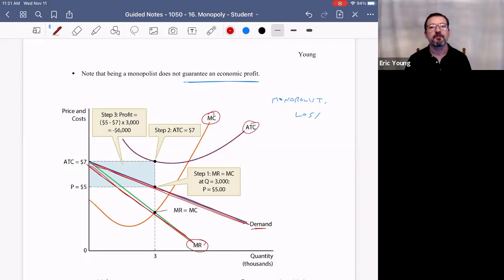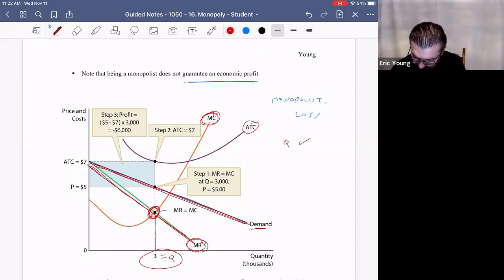And our U-shaped ATC. There's ATC. Step 1, find MR equals MC. Here's MC, here's MR, here's where they meet. Take a line straight down, and you've got your quantity. Let's try that one again. There we go. MR equals MC, take it straight down. There's your Q. Q, done. Take this Q line up, up, up, up to the demand curve. Go left. There's your price.